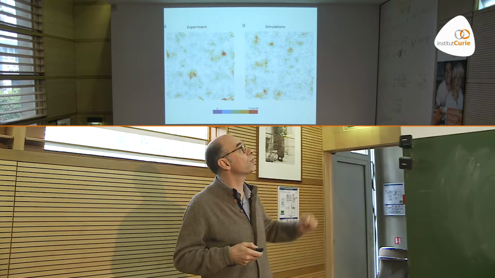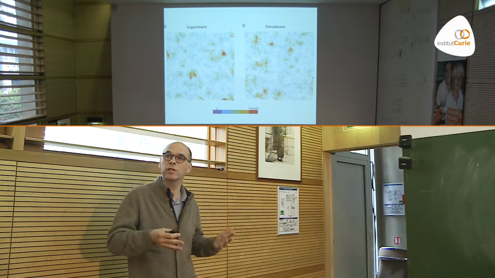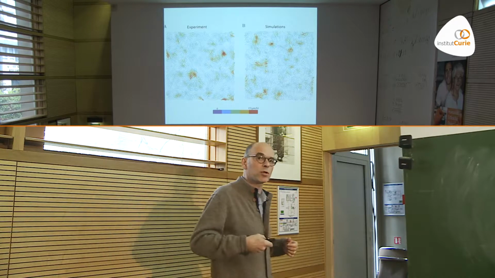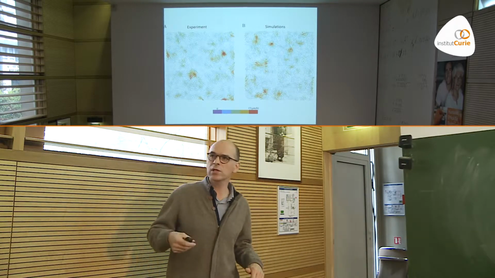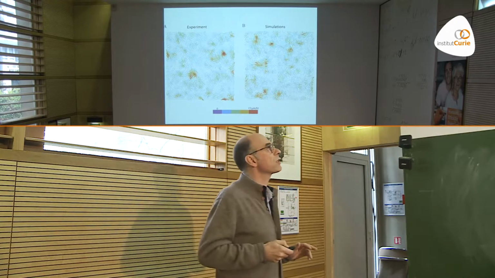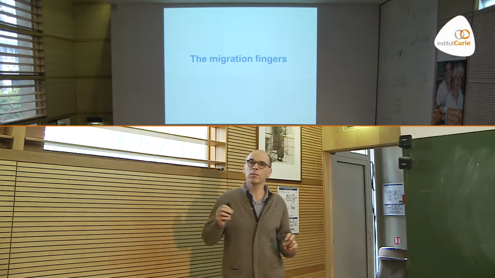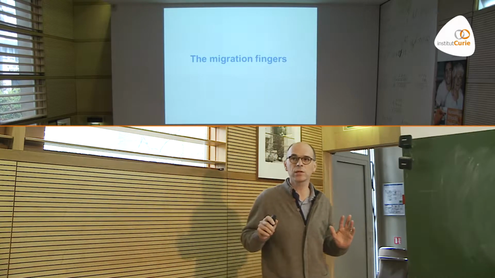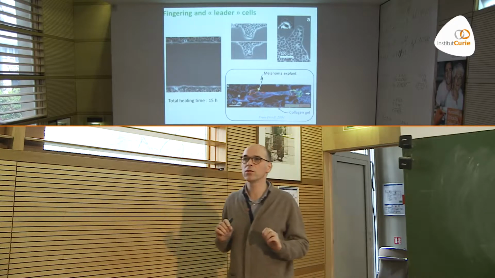Both, in terms of visual resemblance, but more quantitatively in terms of the spatial correlation function, the positions of the cell, etc. So I won't come back to that. Vincent told you all about it. But what this model doesn't describe, just with these ingredients, is the onset of these migration fingers.